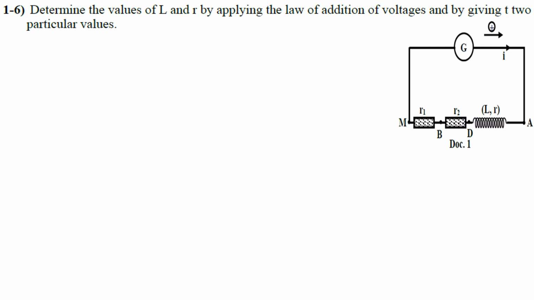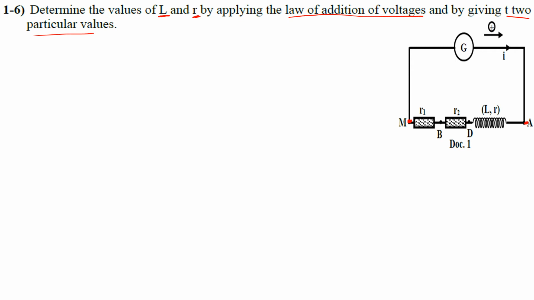Determine the values of L. So we have to calculate the inductance L and R, the internal resistance of the coil, by applying the law of addition of voltages. They specified that we have to use the law of addition of voltages, and they gave a hint where you have to use two particular or critical values for the time t. So first of all, UAM, the voltage across the generator, is distributed over the coil, R2 and R1.